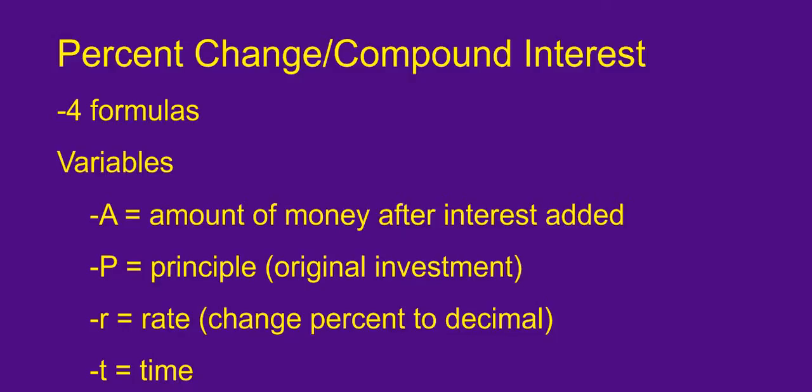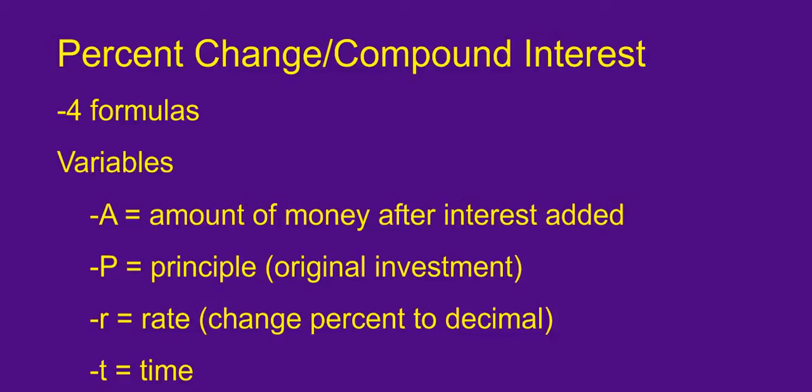So this is going to talk a lot about money, but understand in some cases there are questions that are going to ask non-money questions as well. R is going to be our rate, which is going to be your percent, but remember, we never plug percent into a formula the way it looks. We're always going to change that percent into a decimal. And finally, T is going to be the time that you leave that money in an account, or the time that a population would be growing.